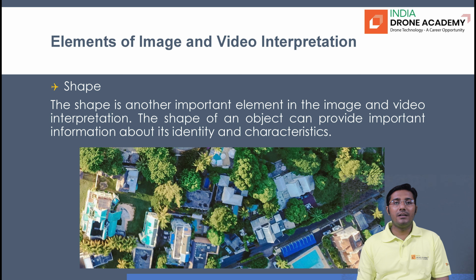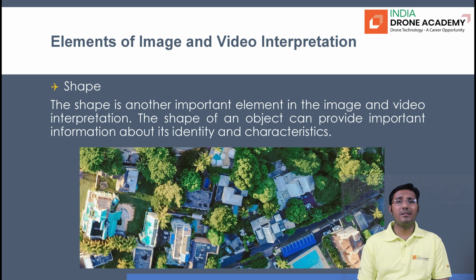The next is the shape, which is another important element in image and video interpretation. The shape of any object gives very important information about its identity and characteristics. We can see the buildings and the man-made houses. These are all mostly triangular or square or rectangular kinds of shapes when viewed from the top, and they have very well sharp boundaries.